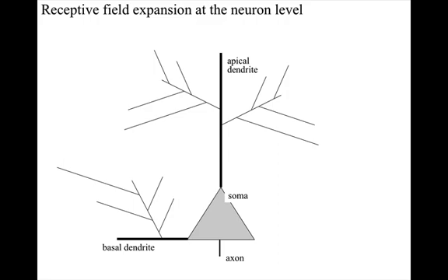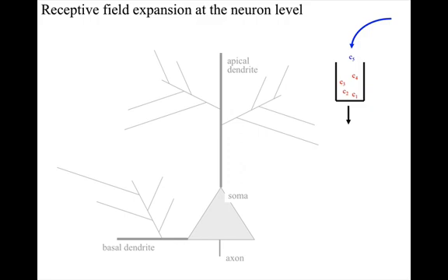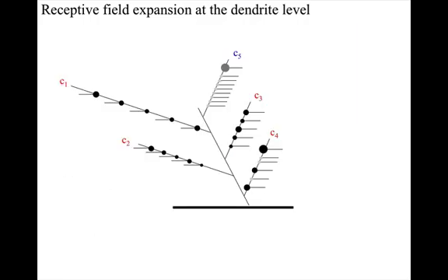Ultimately, column receptive field changes have to be implemented by neuron changes, especially neurons in the output layers 5 and 6. Thinking of the receptive field of a neuron as a pot of conditions, the receptive field can be expanded by adding conditions to the pot. Conditions are instantiated by terminal branches on the dendritic tree, and the field could be expanded, for example, by adding a branch corresponding with, say, the condition C5.